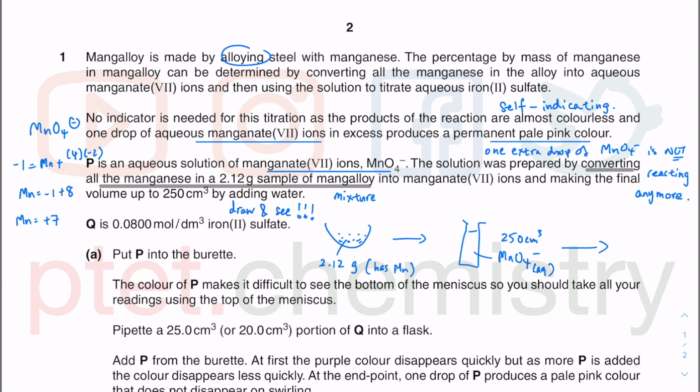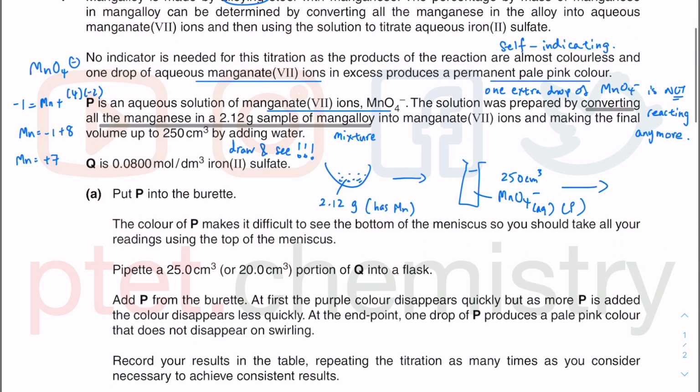And you're going to take out, so this thing here is MnO4-, this thing here is P. Usually we'll be thinking about taking out 25 cm3 of this. However, this question said put P in the burette. So I'm going to draw a burette because I know how to read the questions. This goes in the burette, so P in here. So this is in the burette and not taking out 25 cm3 by a pipette. Okay, so just be very careful there.